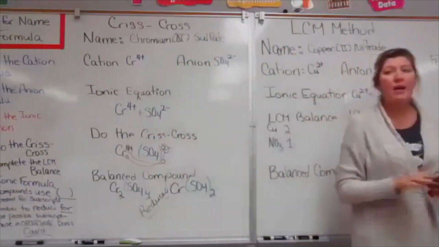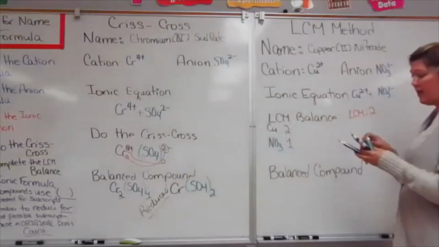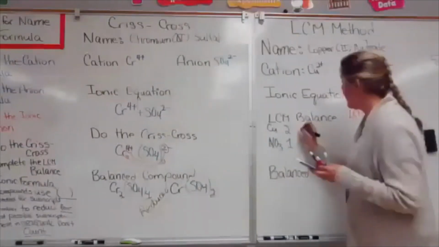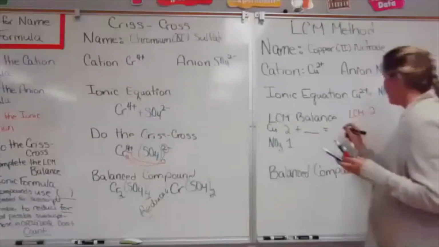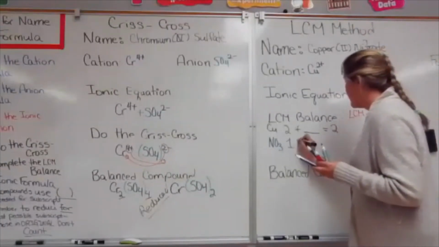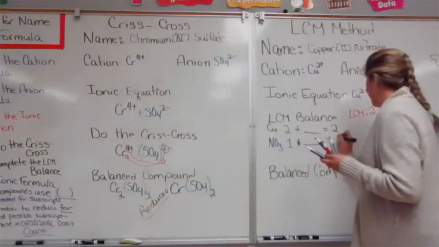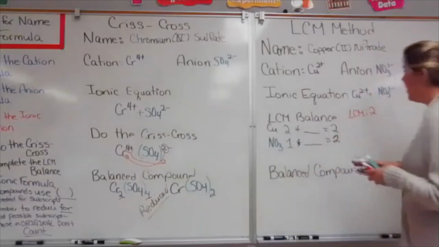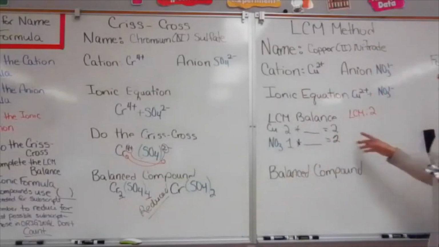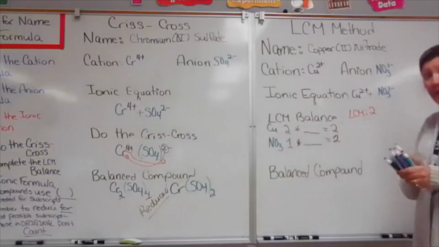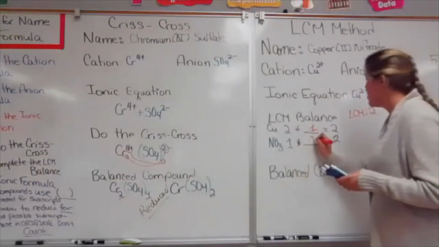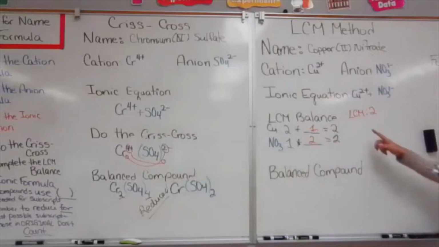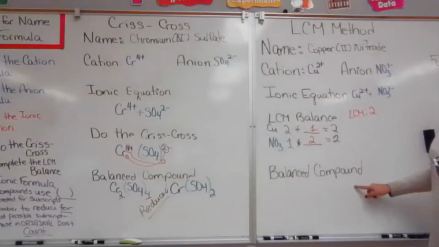Now I can make the equation: 2 times something is going to make my LCM of 2, and 1 times something is going to make my LCM of 2. Now I can finish this equation. 2 times 1 is going to make this equation true, and 1 times 2 is going to make this equation true. Now I can look at my balanced compound.